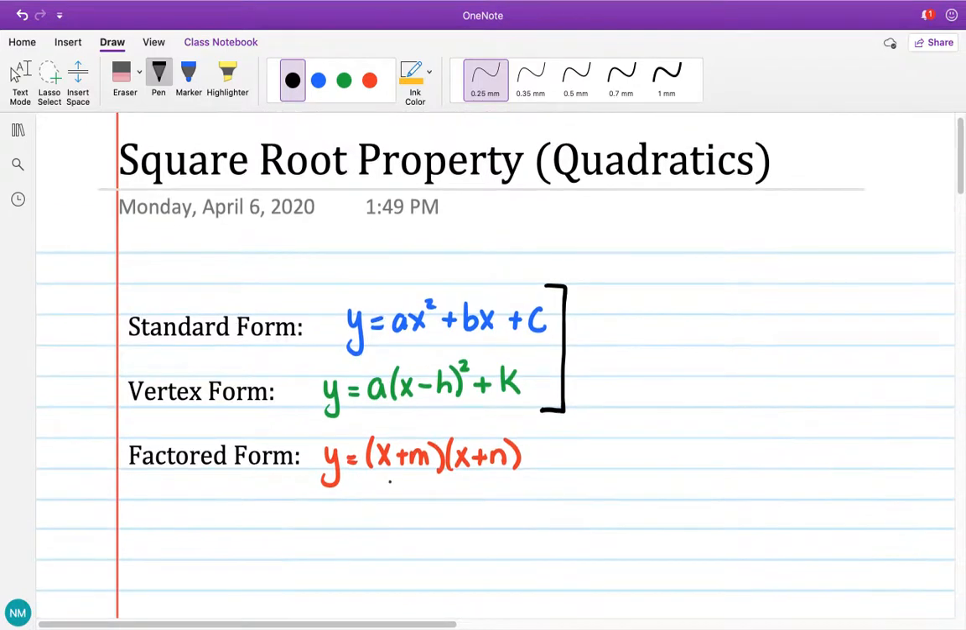Also, let's talk about different ways that we've spoken about solving parabolas. Actually, we'll talk about it in a minute.